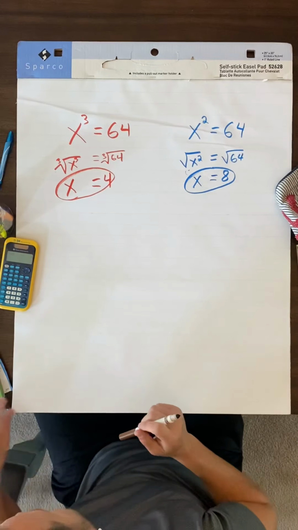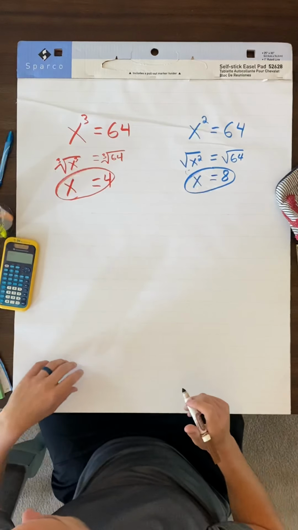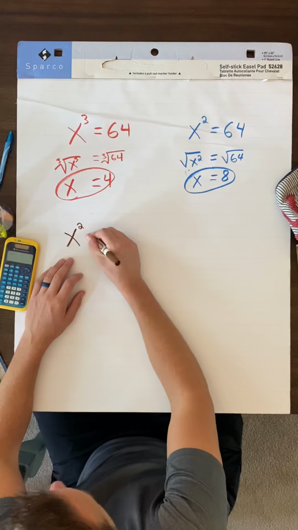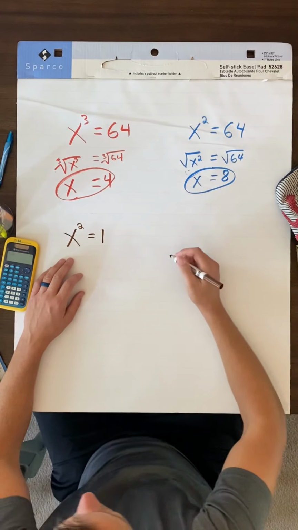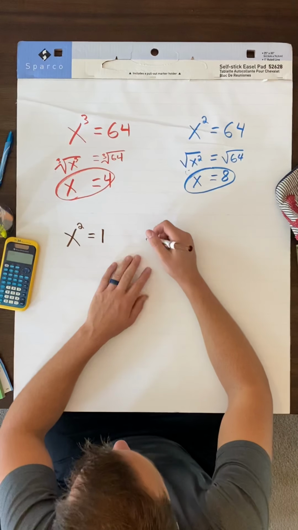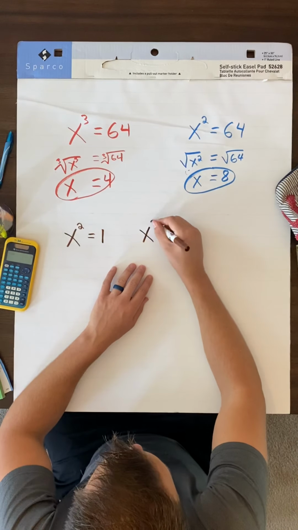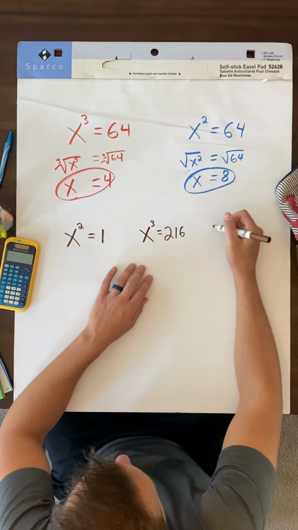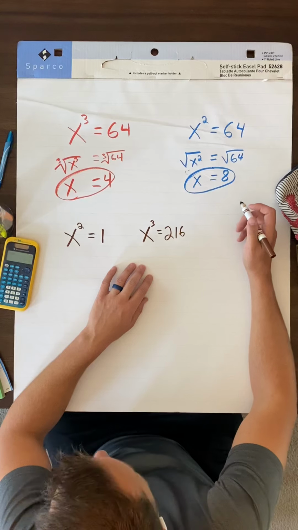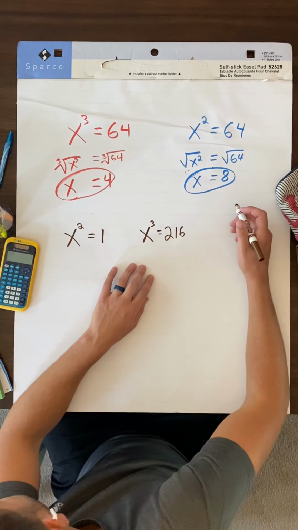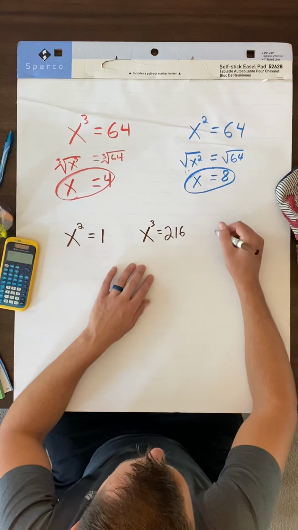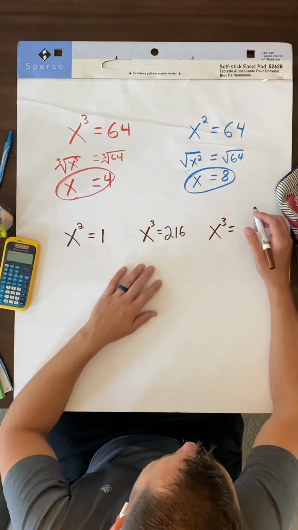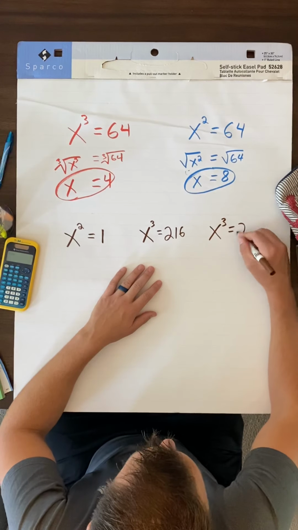I will write a few examples down right here. Go ahead and solve them. X squared equals 1. X cubed equals 216. And let's do another one. X cubed equals 27.